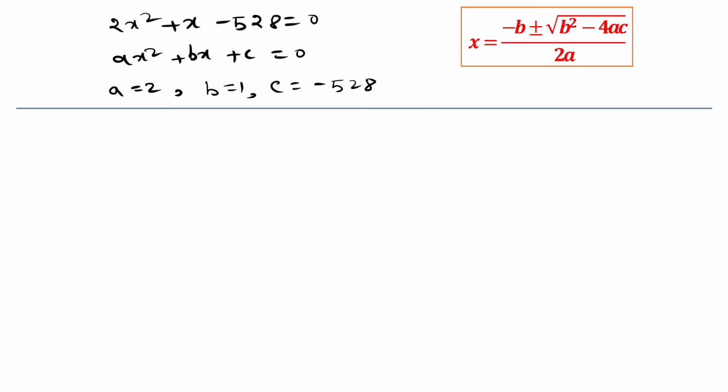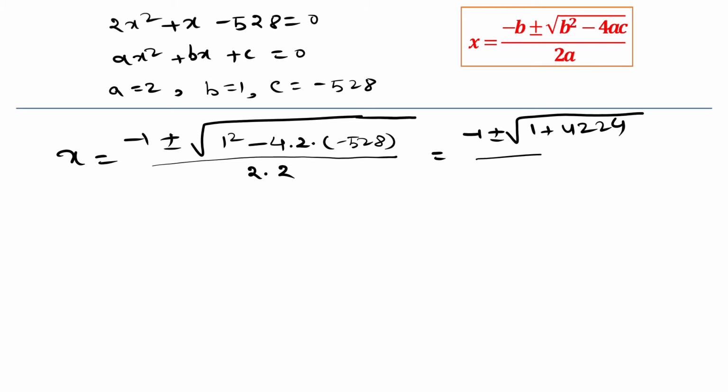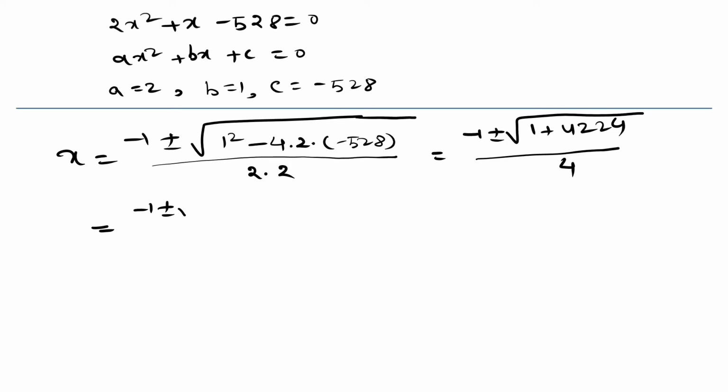Now substituting in the quadratic formula we get x is equal to minus b, that is minus 1, plus or minus the square root of b square, that is 1 square, minus 4 times a, that is 2, times c, that is minus 528, and the whole divided by 2 times a, that is 2. This is minus 1 plus or minus under root 1 plus 4224 over 4, which is minus 1 plus or minus under root 4225 divided by 4. The square root of 4225 is 65, so minus 1 plus or minus 65 over 4.